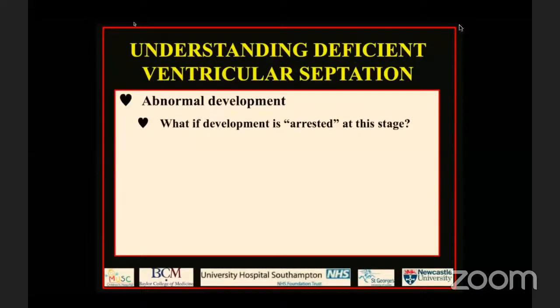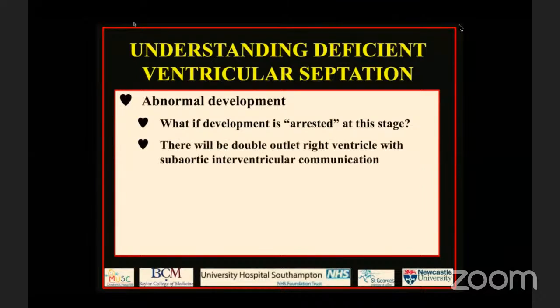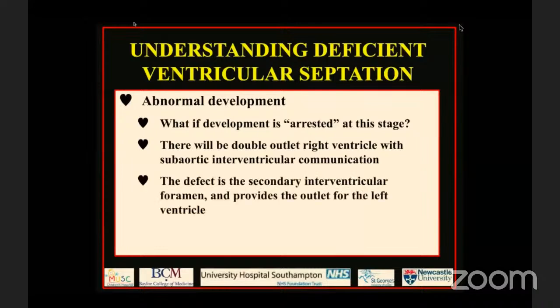Remember, both of the outflow tracts are supported by the developing right ventricle. The left ventricle has its outlet through that secondary interventricular communication. So if we stop development at this stage, we would have double outlet right ventricle with a subaortic interventricular communication.